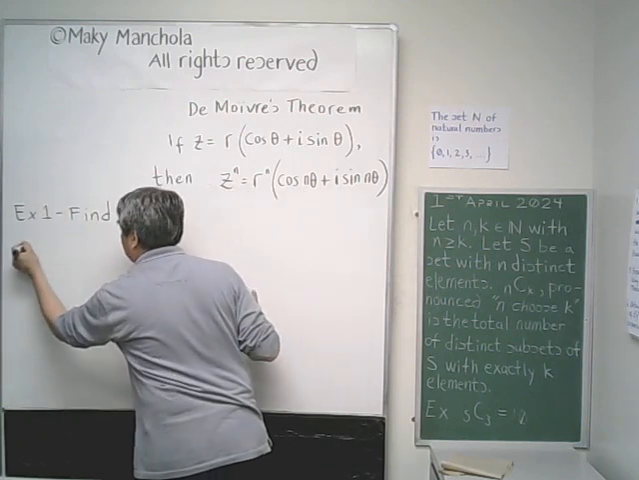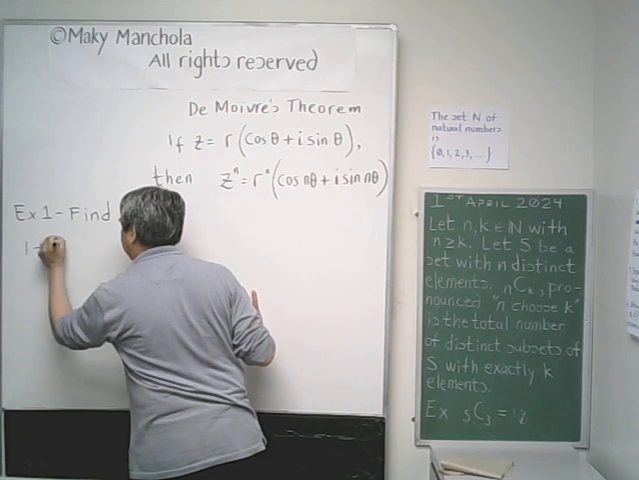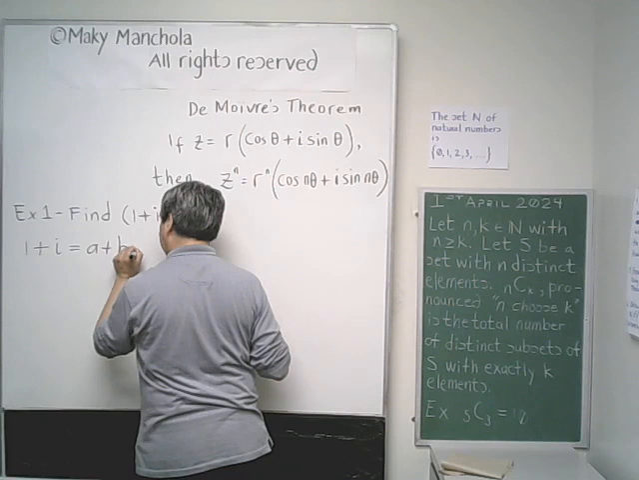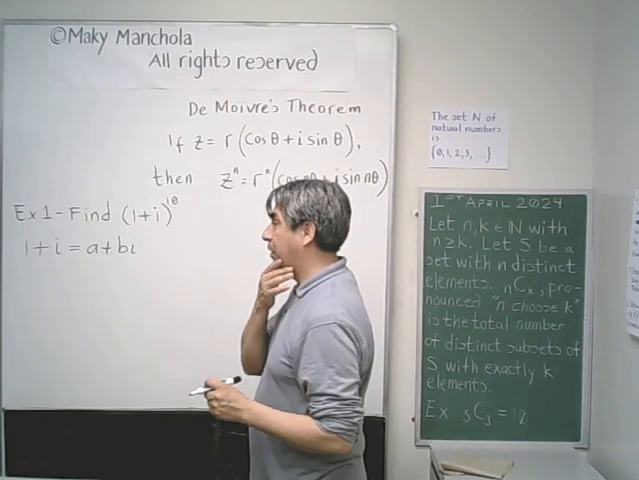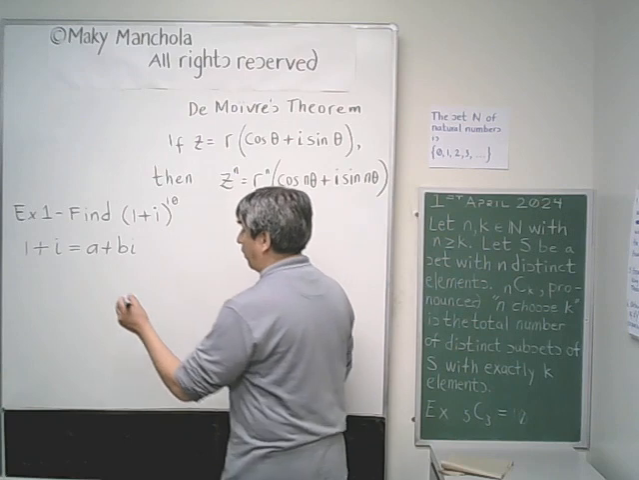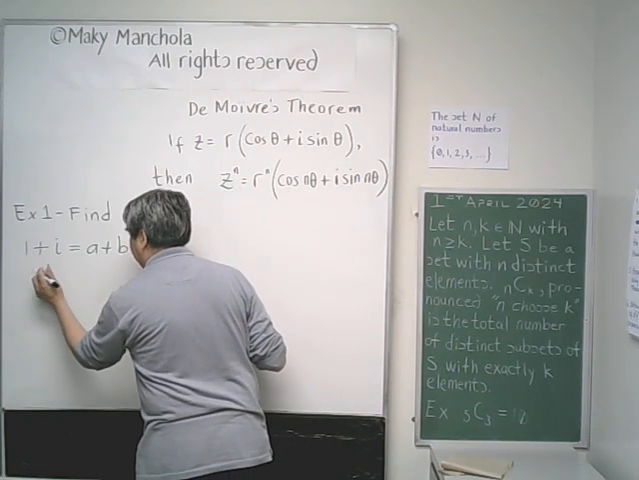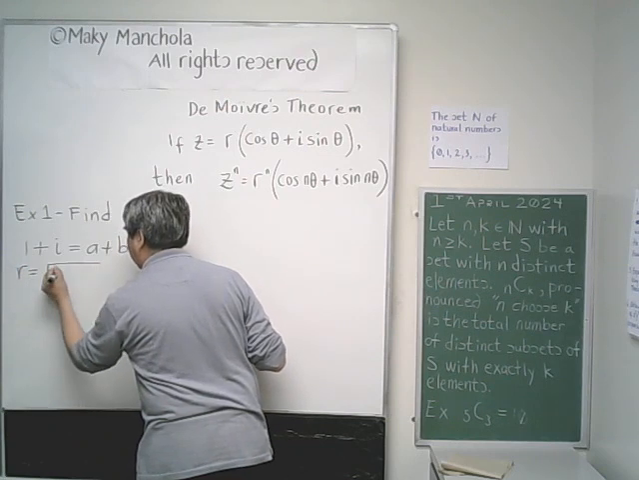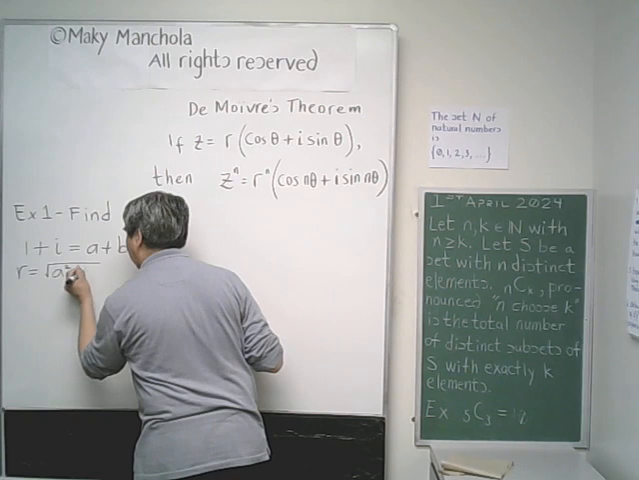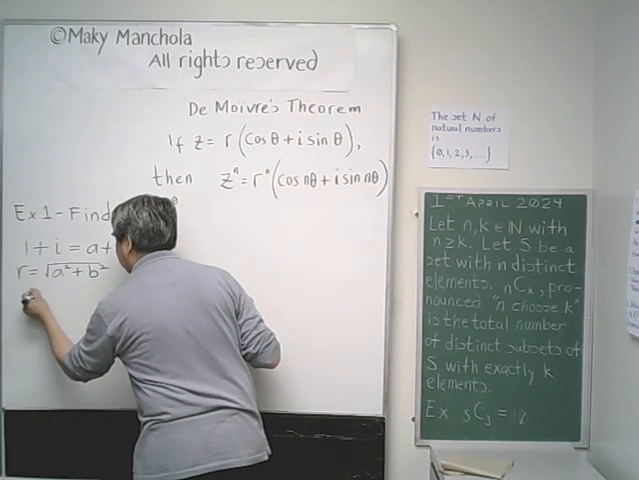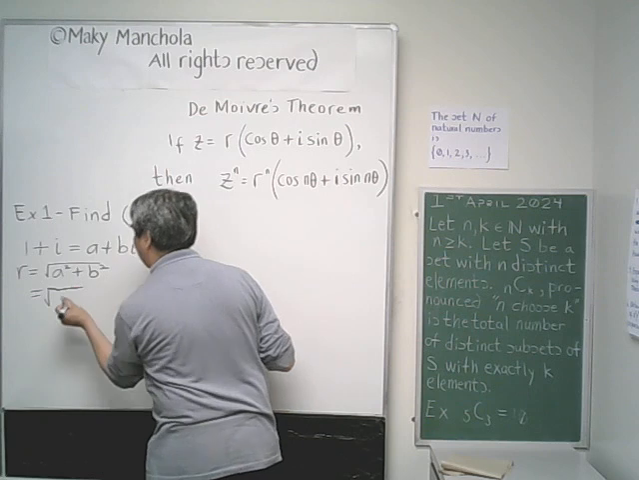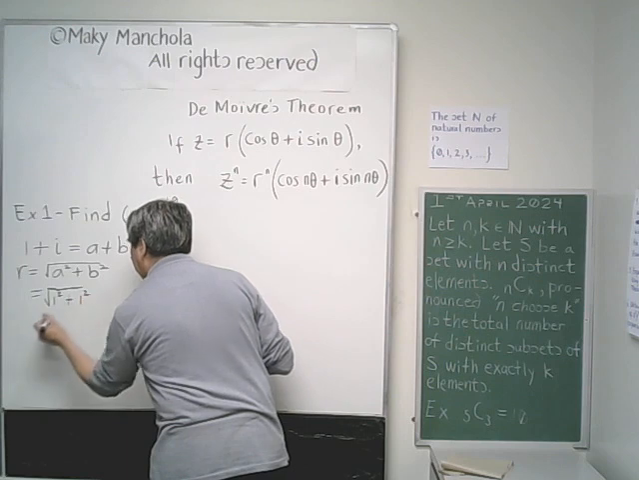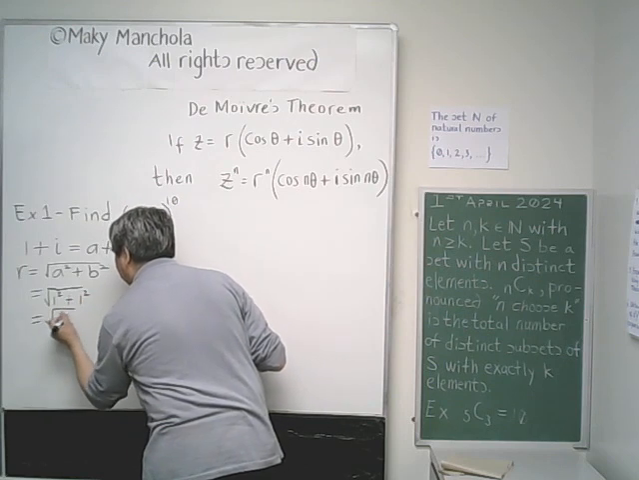1 plus i is our a plus bi, our complex number in standard form. Recall that the formula for r is the square root of a squared plus b squared. So in this case, that is the square root of 1 squared plus 1 squared, which turns out to be the square root of 2.